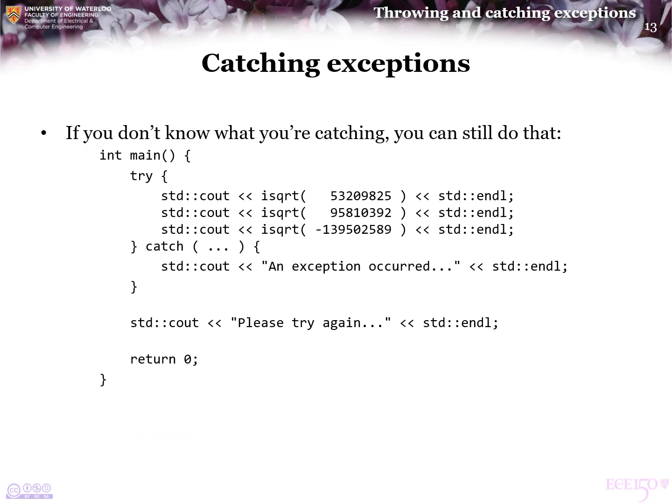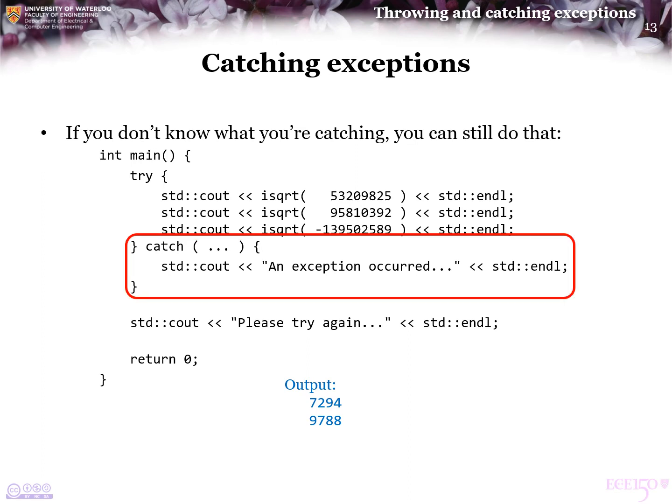Now, just in case you don't know what you're catching, you can still do that. So here again, we execute this first statement and we get the output printed. We execute the second statement, output is printed. We execute the third statement, and an exception is thrown. In this case, we jump to this catch block where rather than having a catch parameter, we just have 3 dots, an ellipsis. This is interpreted by the compiler as saying, if any exception is thrown, jump here.